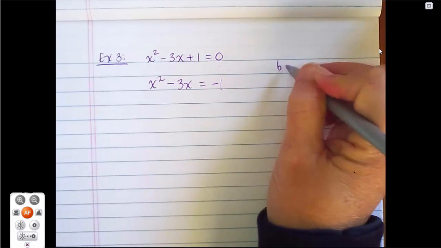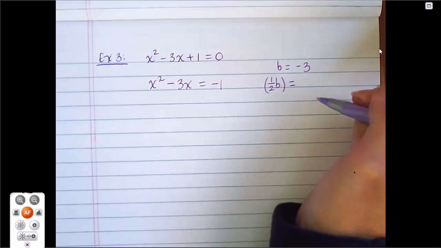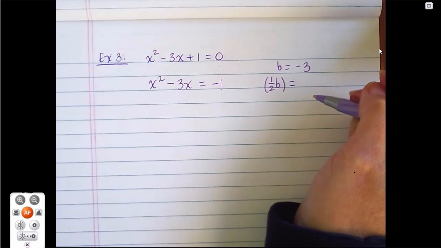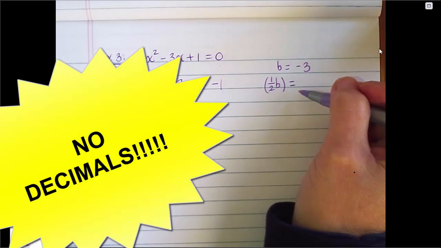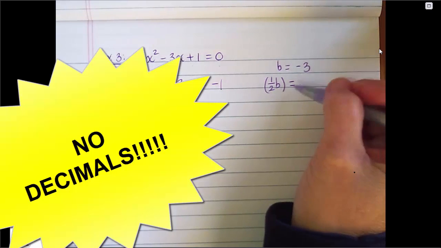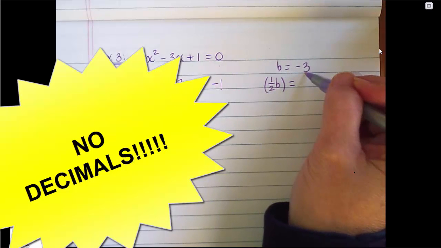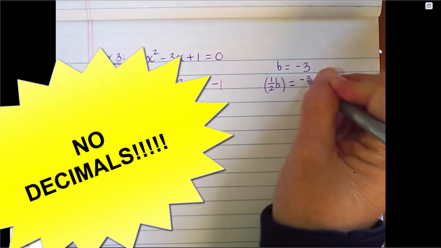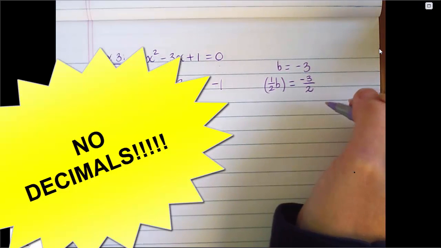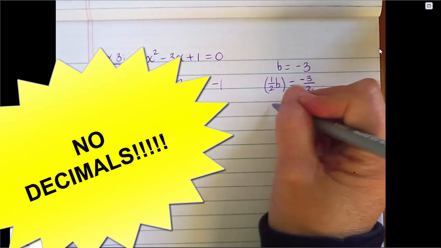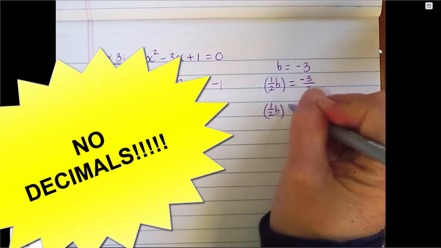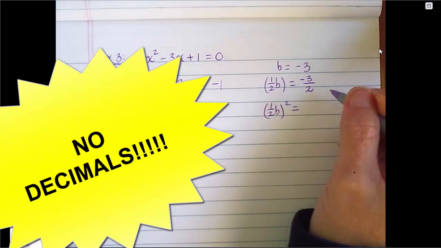I'll make my b list. Here b is negative 3. I take half of b. We do not want decimals. We want to leave these as fractions. You need to trust that fractions are your friends and that everything works itself out in the end. So when I take half of b, and b is odd, like negative 3, I leave it as a fraction. So I'm going to leave this as negative 3 over 2. Again, trust that things work out in the end. Do not use decimals. When I square negative 3 over 2, I square both parts.